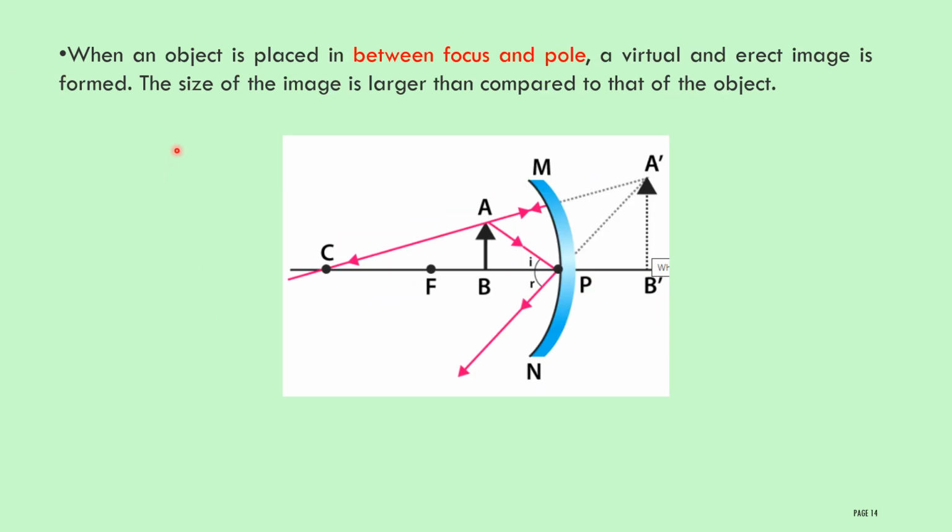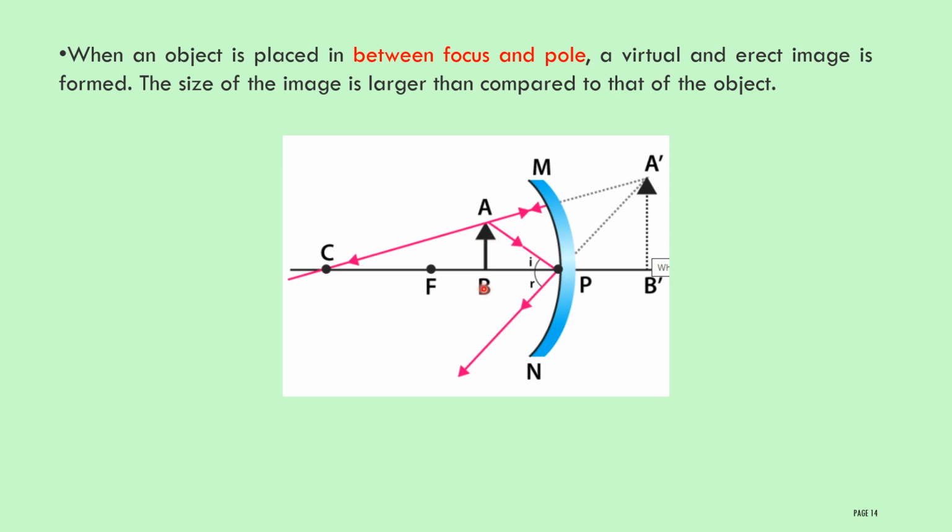Next, when an object is placed between the focus and the pole. This is the position of the object in between the focus and the pole. Then you will get a virtual and erect image. The size of the image is larger compared to the size of the object. Let us discuss in detail.